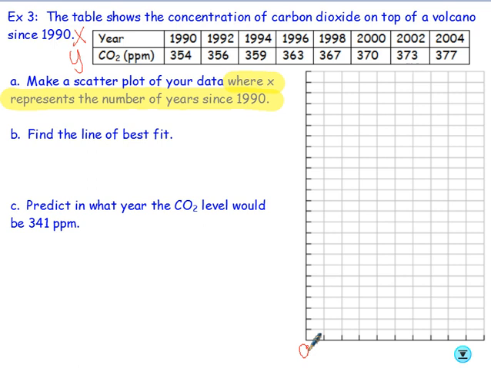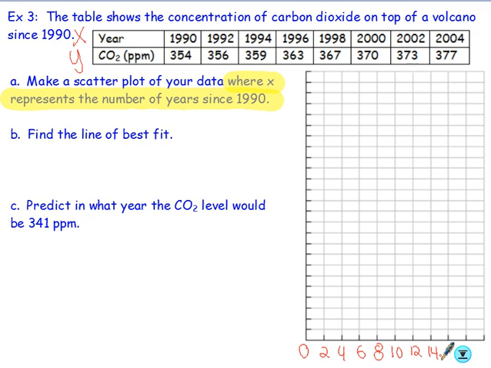1992 is 2 years past 1990. 1994 is 4 years past. 1996 is 6 years. 1998 is 8 years. 2000 is 10 years. 2002 is 12. And 2004 is 14.